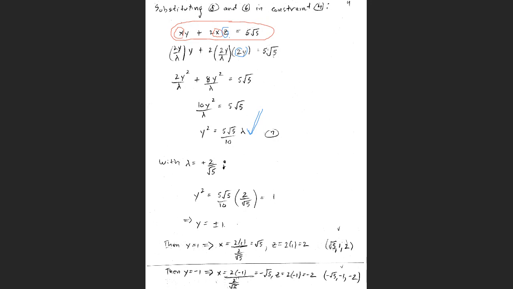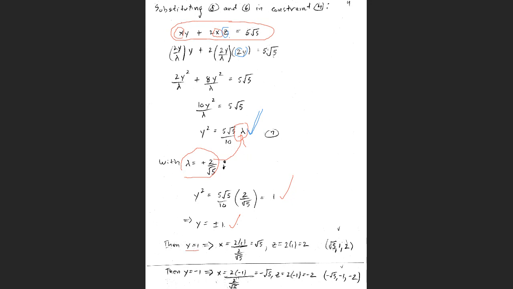Well, look, we know that lambda is equal to plus or minus 2 over root 5. So I'm going to say, let's go with lambda equals plus 2 over root 5 first. If I substitute that in for lambda, I get y squared equals 1, and so y will equal plus or minus 1. And so now the problem falls apart. It unwraps like a blossoming flower.